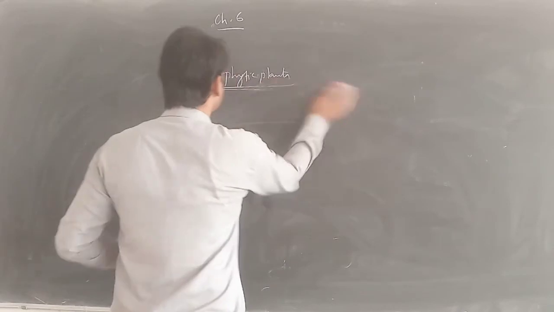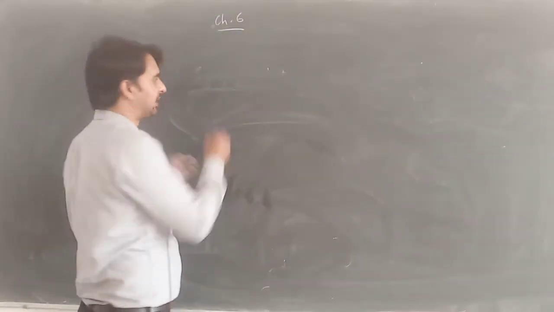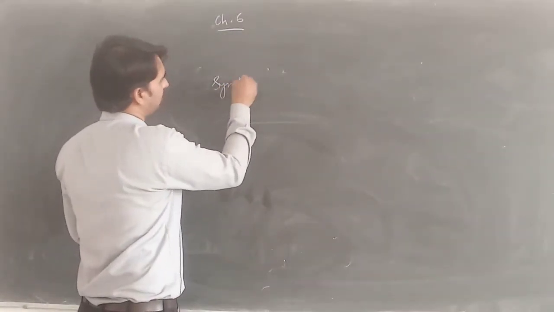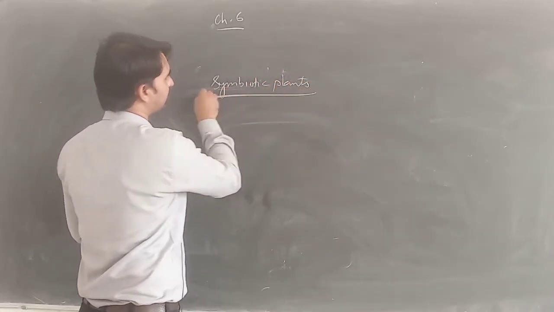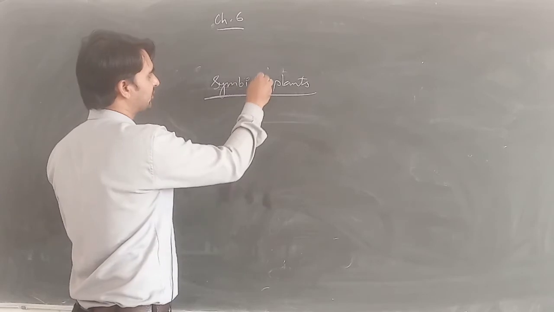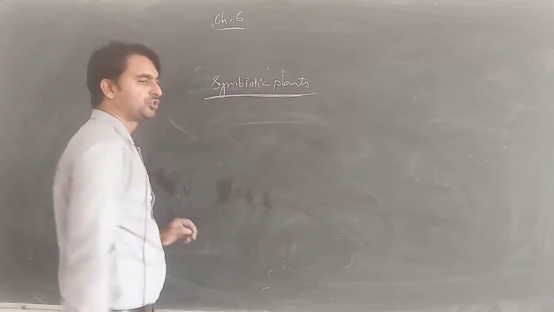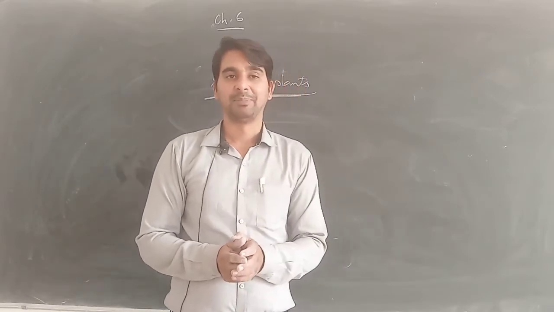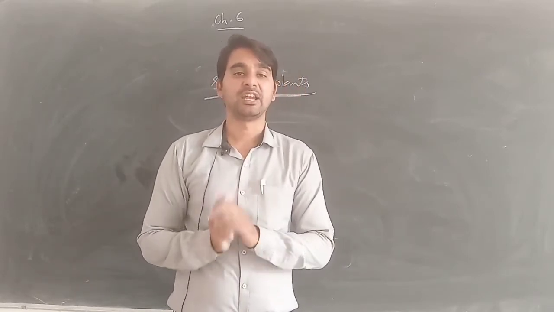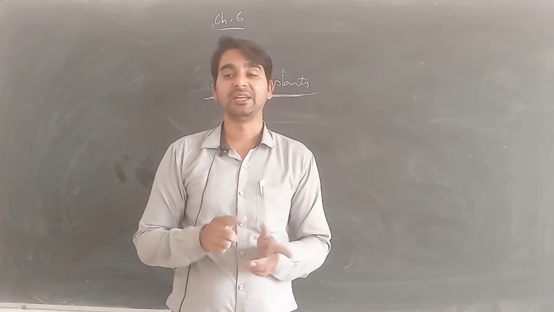And last is symbiotic plants. Symbiotic plants. What is symbiotic association? In the symbiosis or symbiotic plants, two organisms are living together, but they are not harming any other. Mutually they are benefiting each other.